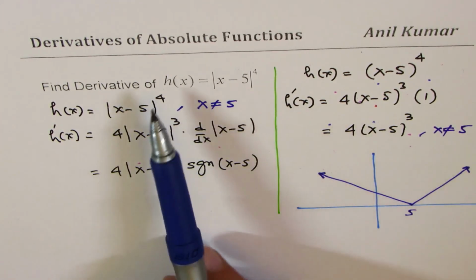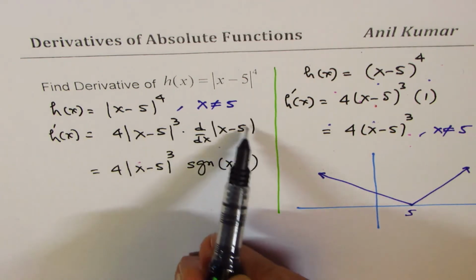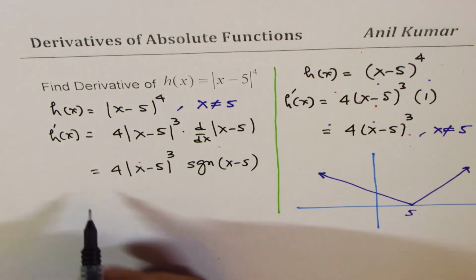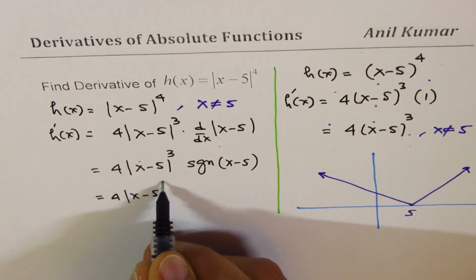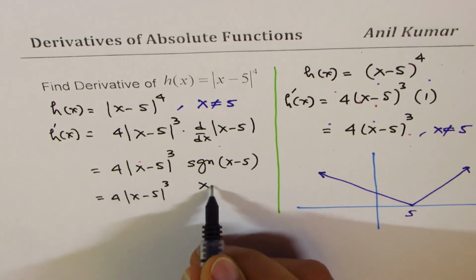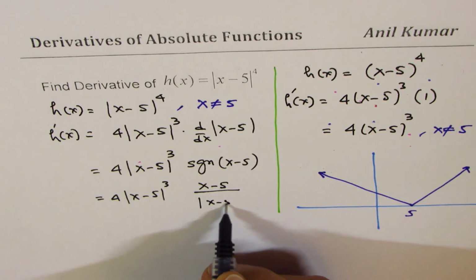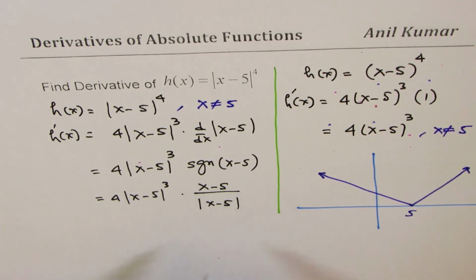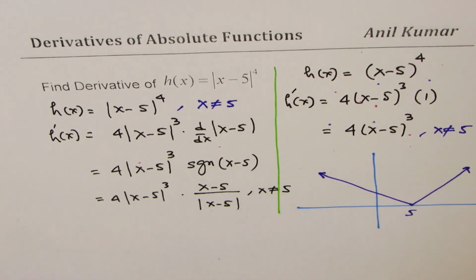Well, let's get back to this once again. The derivative here, which we wrote like this, could also be written as 4 times absolute value of x minus 5 whole cube, and this could be written as x minus 5 over absolute value of x minus 5. Correct? Which I wrote as signum. Now that clearly indicates that x is not equal to 5. Is it okay?